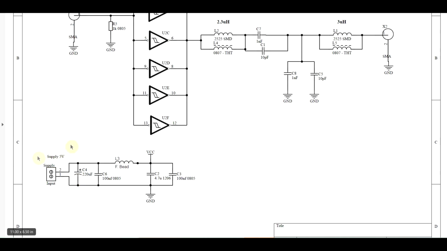Finally, the 5 volt supply is coming in through a filter, so we have a series ferrite bead and a set of capacitors before and after this, on the one side to decouple the logic gate and on the other to prevent any sort of noise going back into the supply lines.